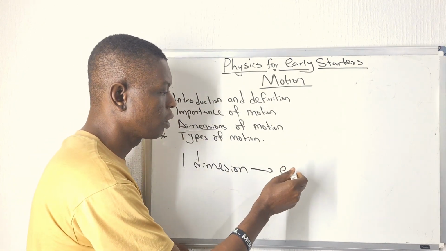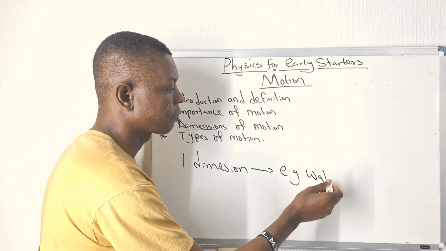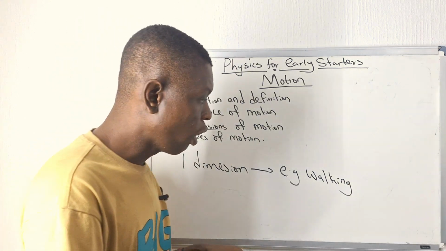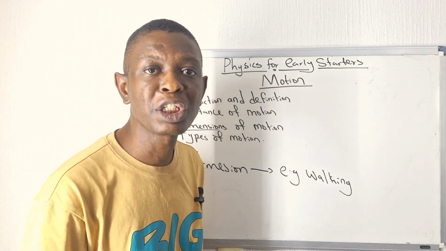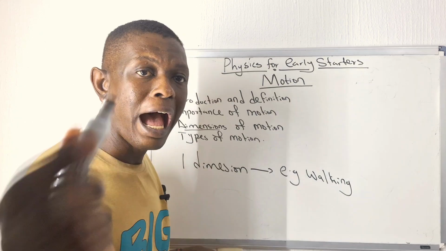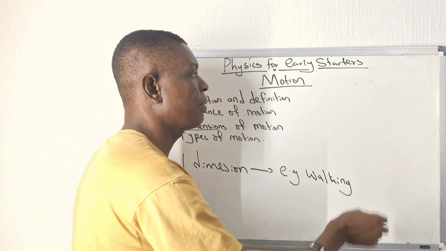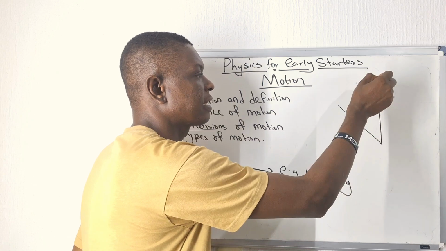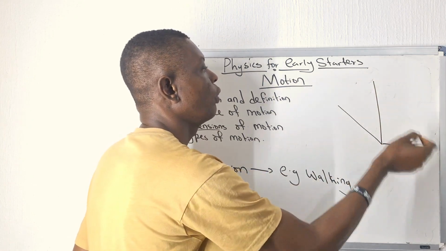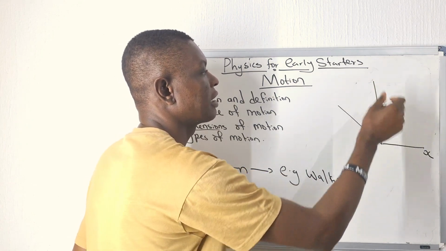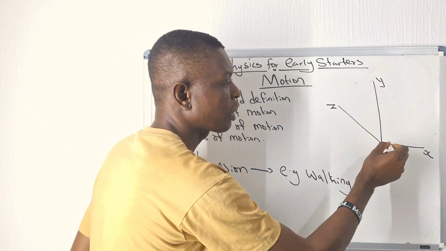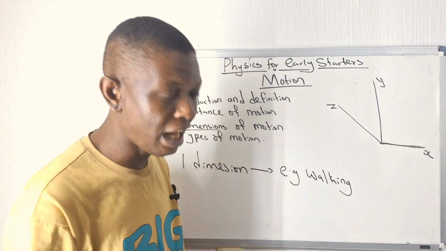Example, walking, a car moving. All these are one-dimensional motion. And when we are talking about dimension, it simply means representing motions based on the coordinate system. Now, we all know this is our X, this is our Y, and this is our Z. So we are talking about one dimension. It simply means in a straight line.